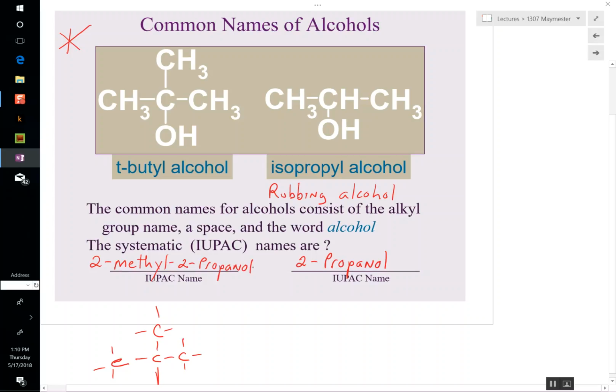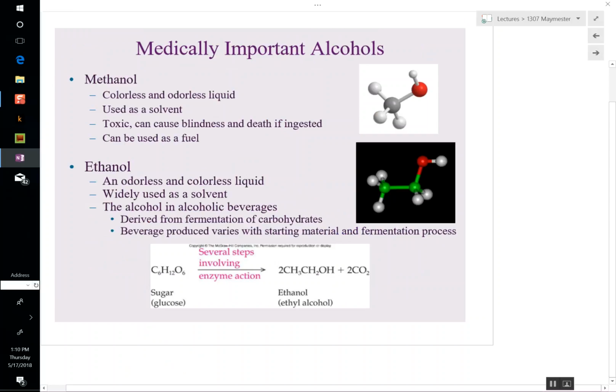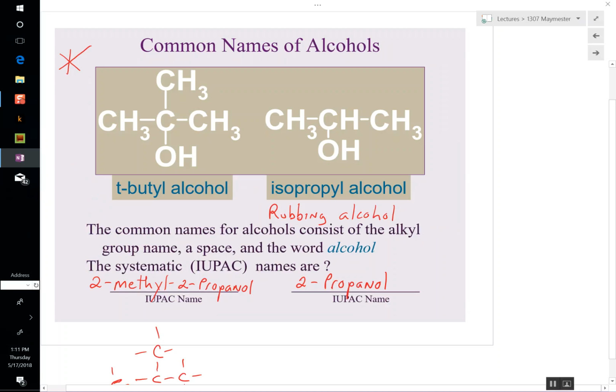Everybody see that? Am I going too fast? Yes? Yeah? 2-methyl-2-propanol. Anybody have any question about those being the IUPAC names?